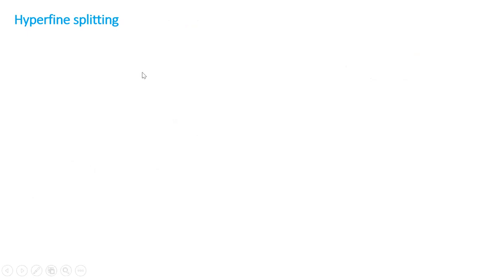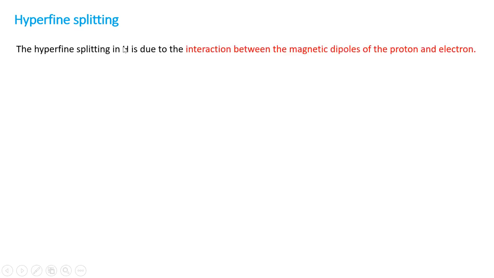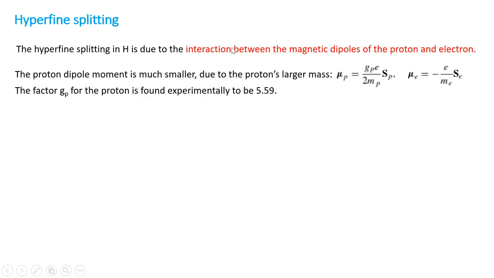Now we're going to look at the other effect that we're talking about in this video, the hyperfine splitting. The hyperfine splitting in hydrogen is due to the interaction between the magnetic dipoles of the proton and the electron. Basically, the proton magnetic dipole creates a field, and the electron magnetic dipole exists in that field and has an energy in that field, and that's the interaction energy. The proton dipole moment is much smaller due to the proton's larger mass. The magnetic moment of the proton is this g factor for the proton, which I'll mention in a second, times the charge of the proton over 2 times its mass.